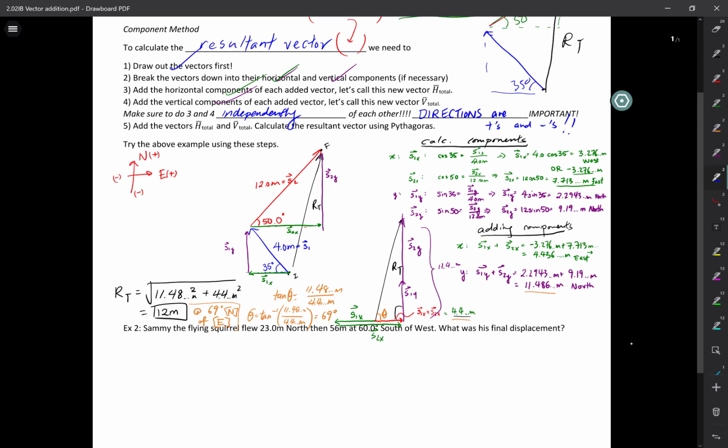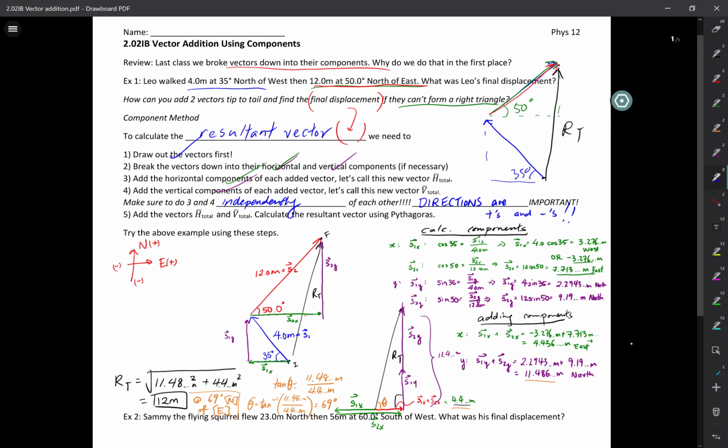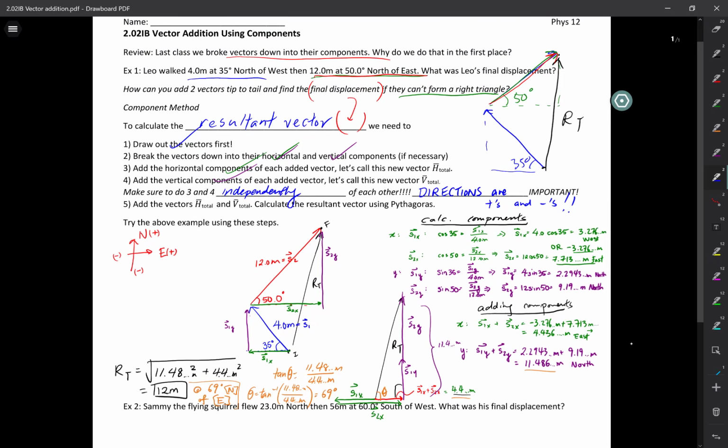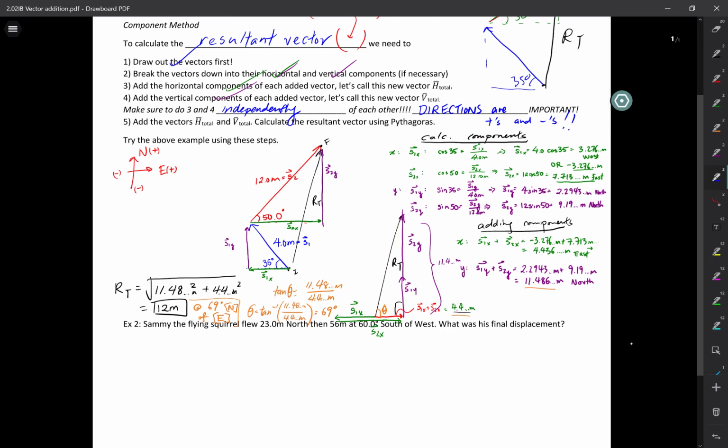So I'm going to give you a chance to try the next problem on your own. And if you're not sure how to tackle or approach it, try watching the next video, which is part 2 of 2.02 vector addition using components. But if you can do example 2, please try it by yourself. Otherwise, I will see you in the next part.